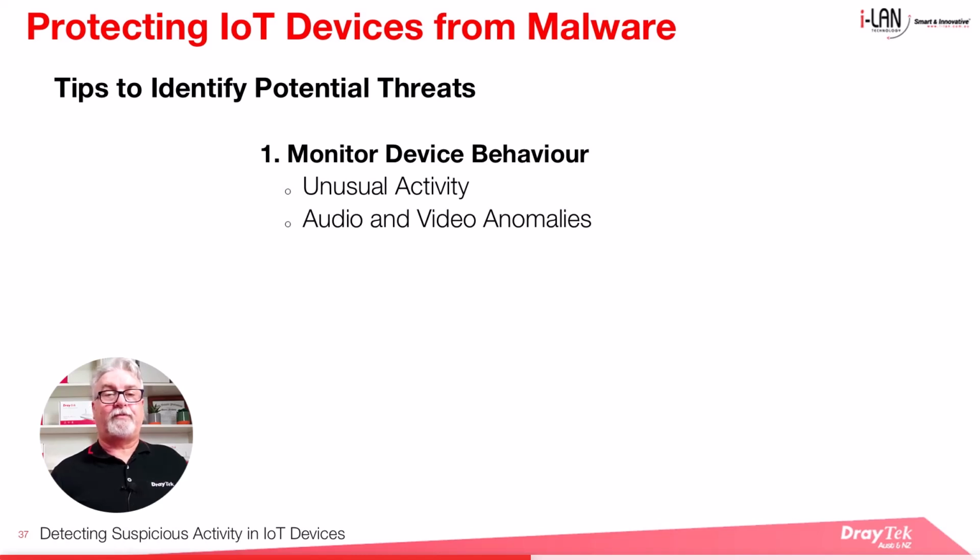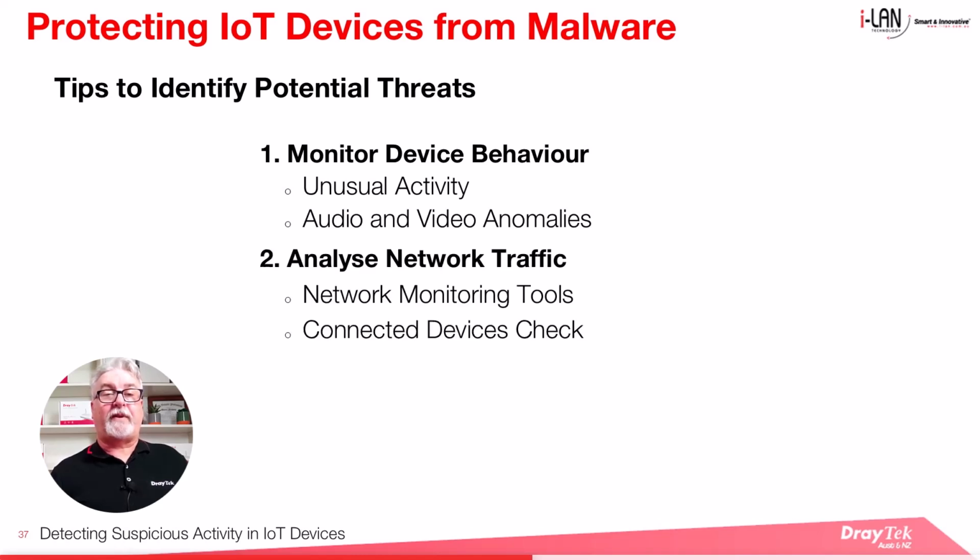usage. Next, analyze network traffic for unusual activity. This can be done using a network monitoring tool such as Wireshark or Glasswire. Here, look for unusual spikes or patterns that could indicate unauthorized access. Then, run a connected devices check by regularly scanning your network to see all connected devices and verifying that you recognize each one. An unknown device can be a sign of a security breach.